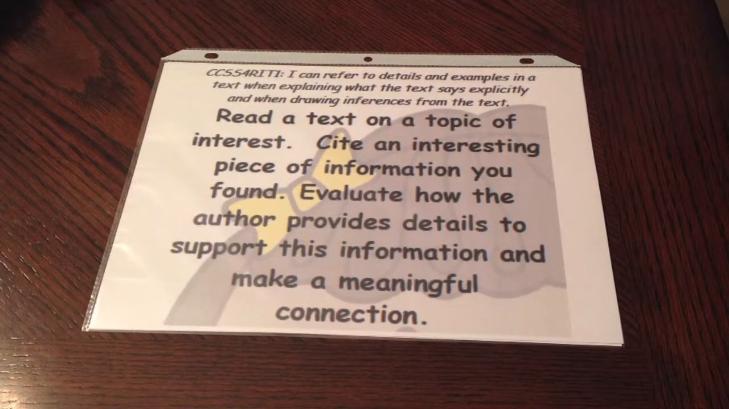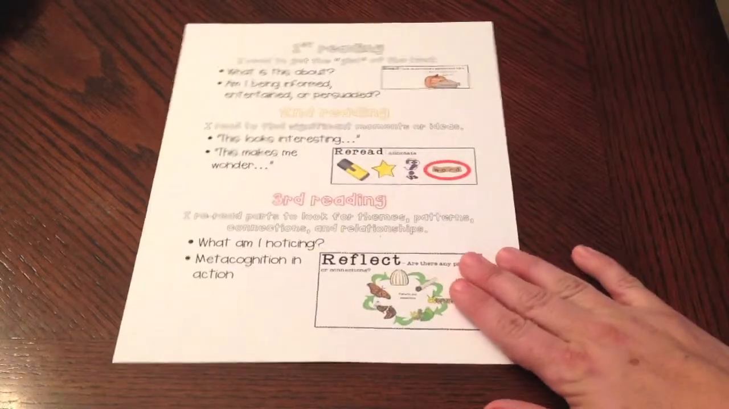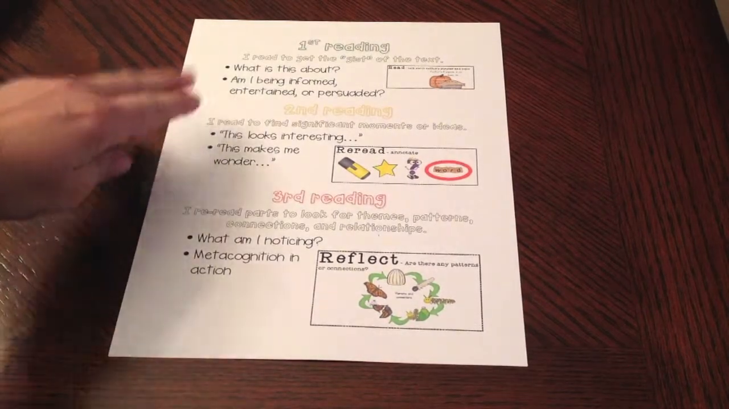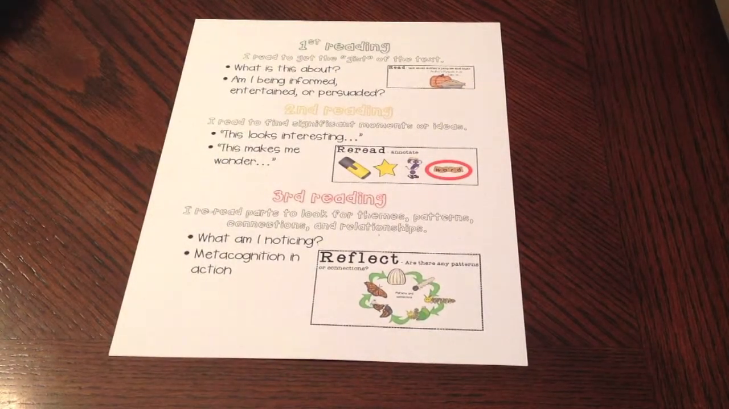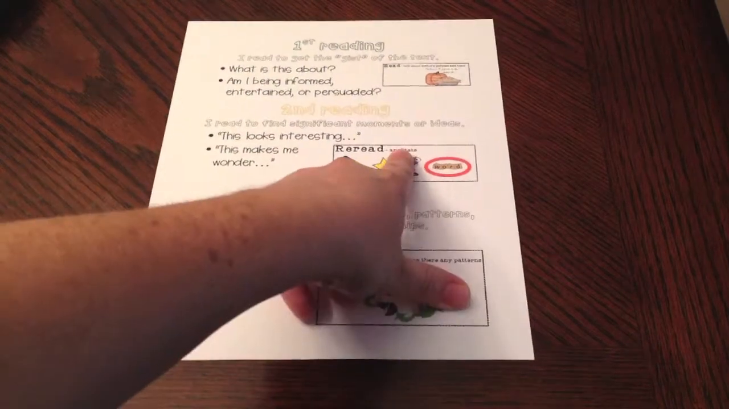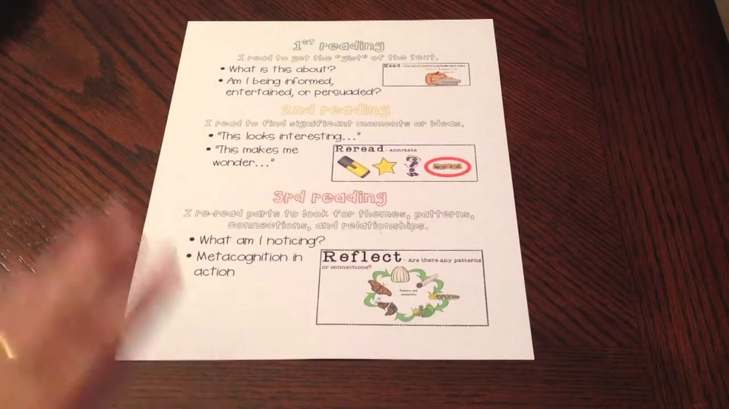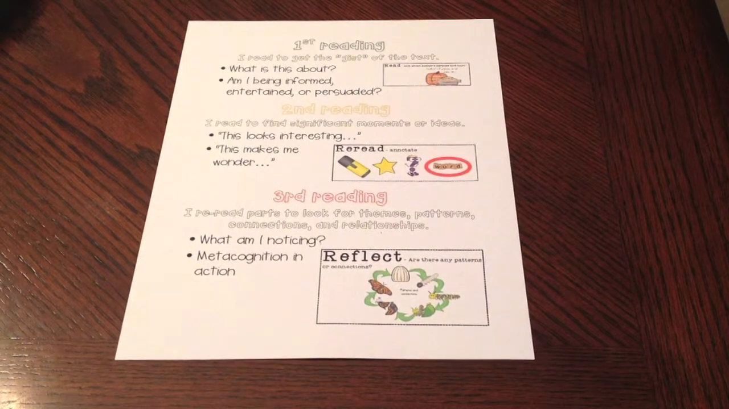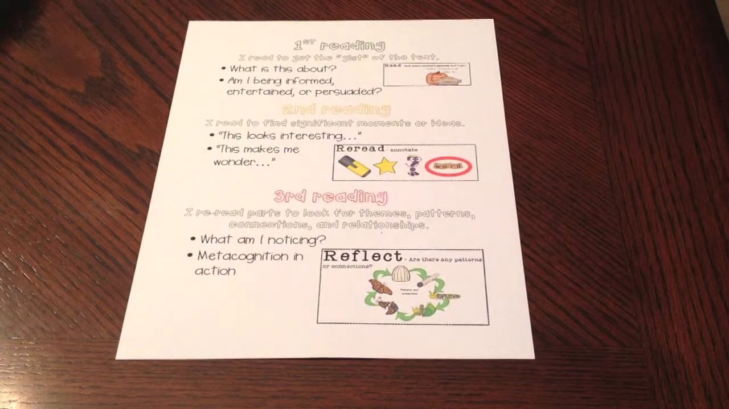Now, one of the other things that I'm really working with you on in class is reading a text more than one time. With the first reading, you're getting the gist of the text. You're really thinking about the author's purpose. With the second reading, that's where you're looking for those significant moments or ideas, and you're really thinking about your annotating. And then finally, with a third reading, you're going back to really look at specific parts for themes, patterns, or connections and relationships. Those things that you're noticing. It's where your metacognition kicks into action.